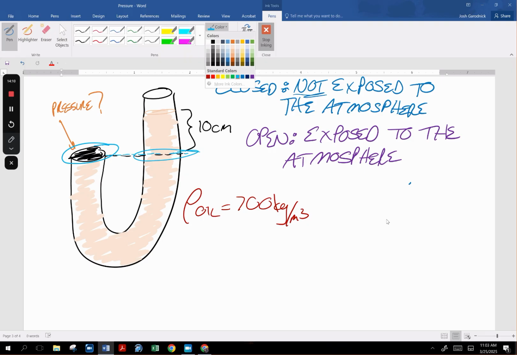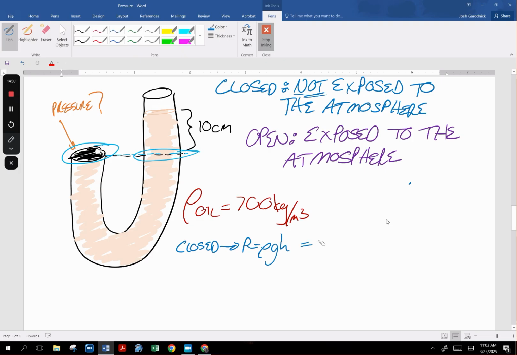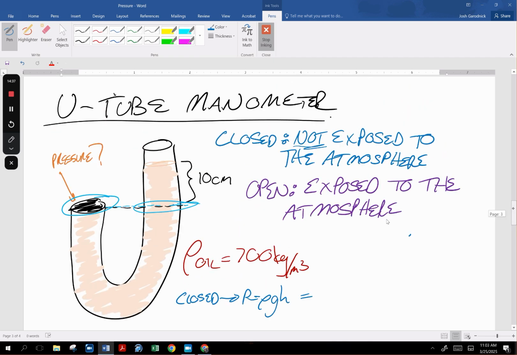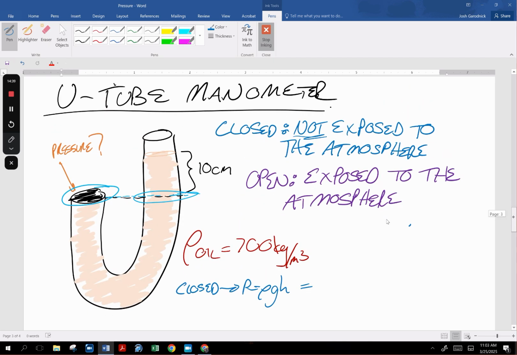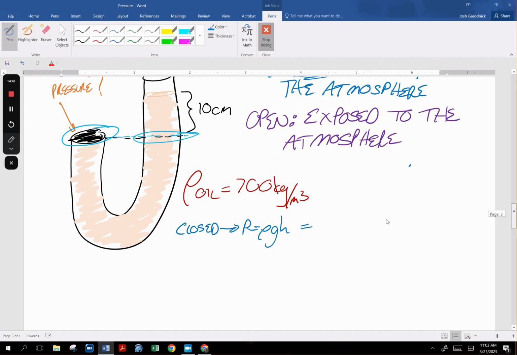It's nothing too crazy. So let's first try the closed scenario. Closed means no atmosphere, so the pressure is just going to be no atmospheric pressure. So just P equals rho g h. In this case, that will be the density of the oil, which was 700 kilograms per cubic meter, I believe. Oh, it's right above it. Look at that. It's right there.